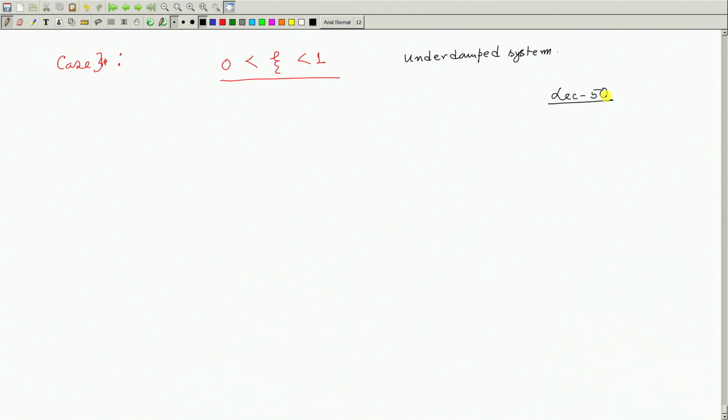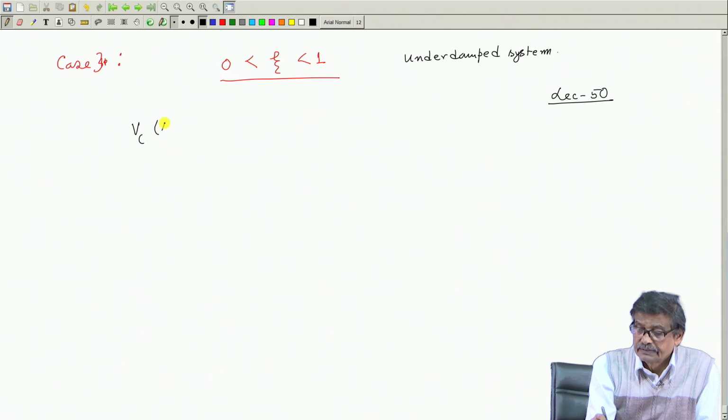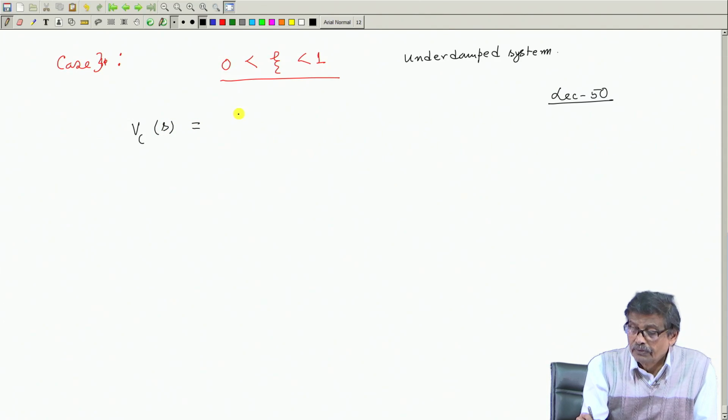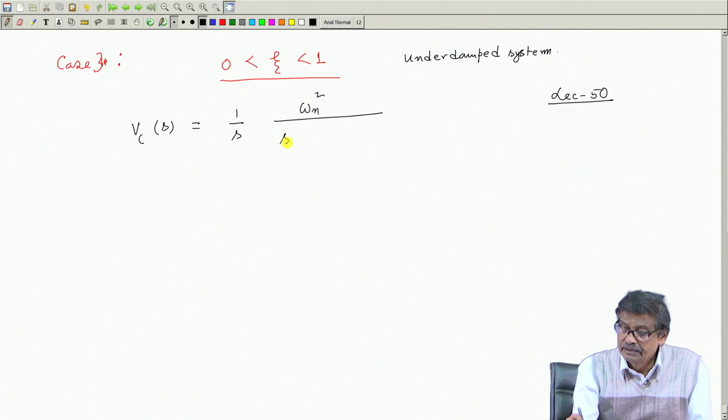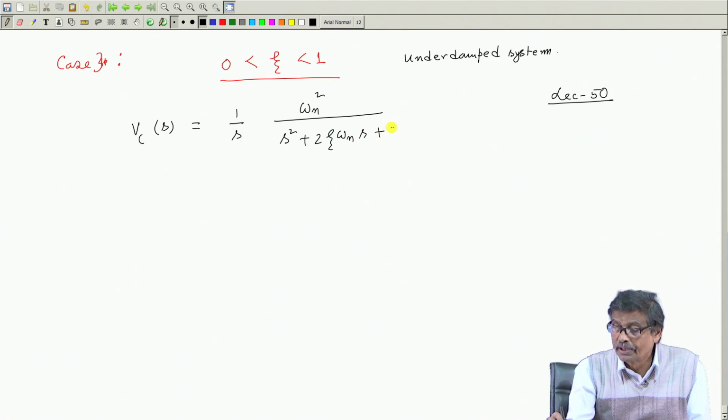Let us continue with this underdamped system calculation. So, what do we do? Same steps. V_c(s) is equal to 1 over s, times the system transfer function, which is omega_n square over s square plus 2 zeta omega_n s plus omega_n square.